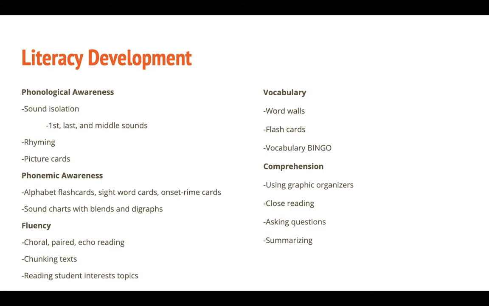For fluency, your learners can participate in choral, paired, or echo reading. You can chunk text for your learners and have learners read student interest topics. Also, you can provide low literacy books such as Old Man and the Sea, Mango Lane, and The Wind in the Willows. To work on vocabulary, you can use word walls, use flashcards, or play vocabulary bingo.